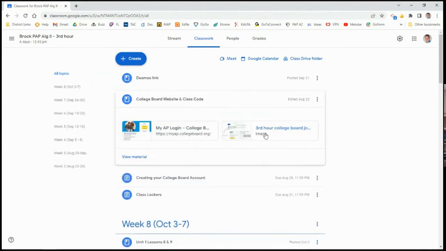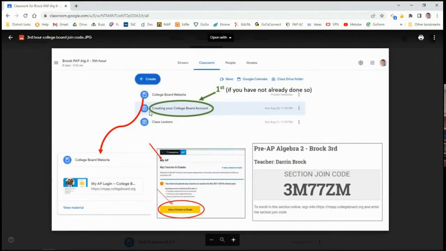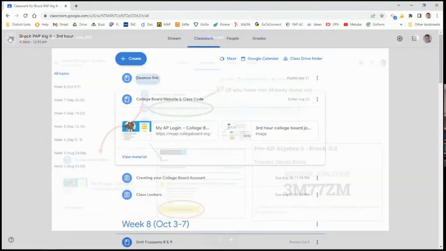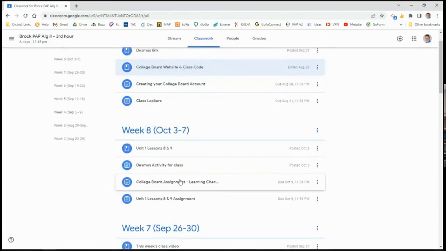And then here's our class code for third hour. So you have to create your College Board account, log in, go to join a course, and that's the code to join if you've not joined our third hour class. That again is all right here in Google Classroom at the top. And this is our first assignment there.